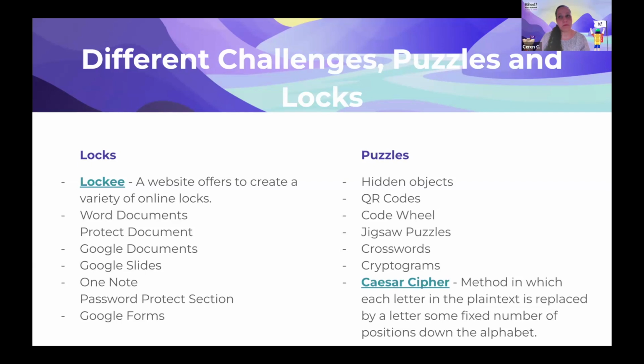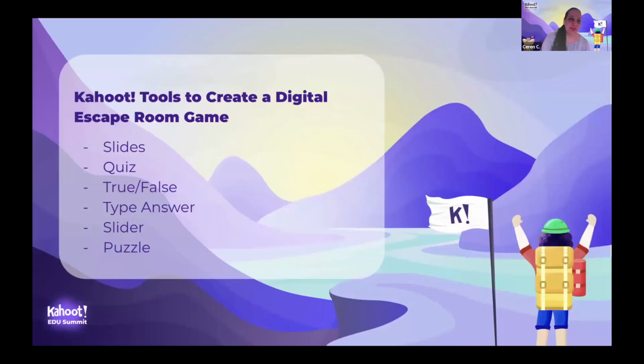But if you create a digital escape room, I mean in Kahoot, you can use hidden objects, QR codes, code wheels, jigsaw puzzles, crosswords, cryptograms, and Caesar cipher. I recommend you check out the Caesar cipher. It is a method in which each letter in the plain text is replaced by a letter some fixed number of positions down the alphabet. And you can use those puzzles as images. So we can use those puzzles on Kahoot also. So remember that.